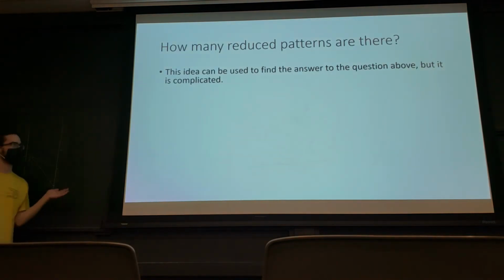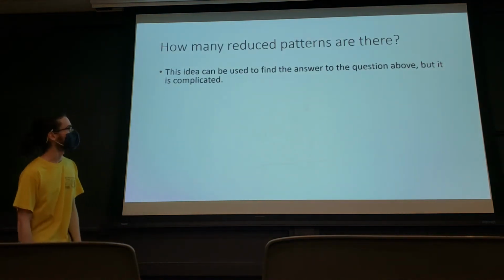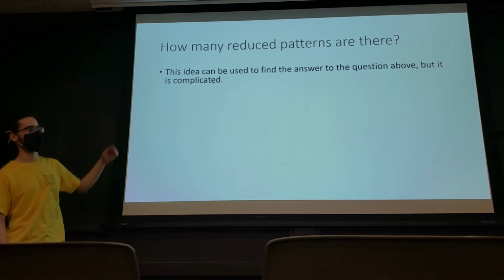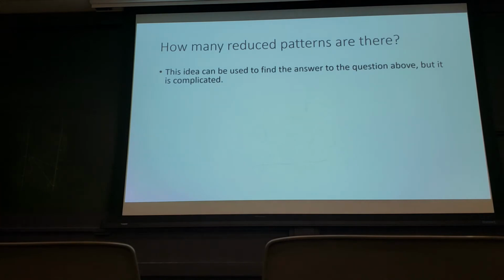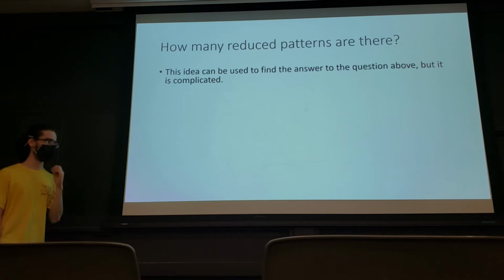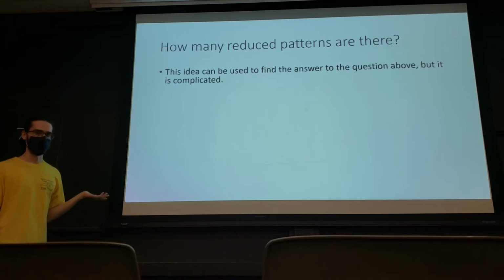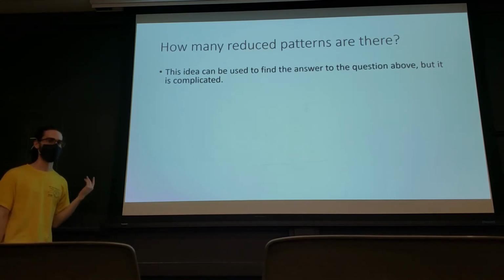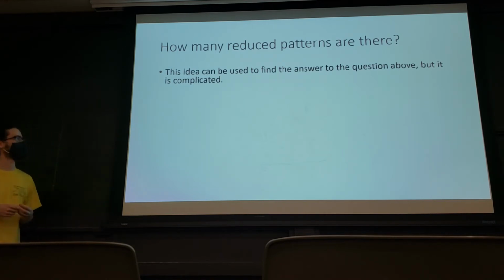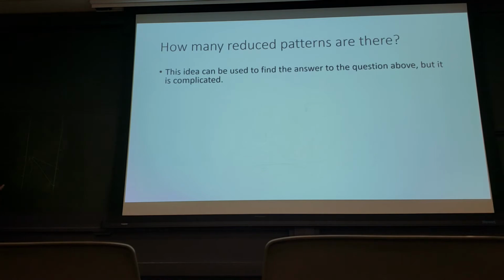And so this characterization is not the greatest. You can do the work and find the answer to this question: how many reduced patterns are there? But the work is fairly complicated. The original proof that they found used some combinatorial identities using Eulerian numbers, which are counting permutations with a certain number of rises. So how many times is the next number in a permutation greater than the previous one? And it's not exactly trivial.